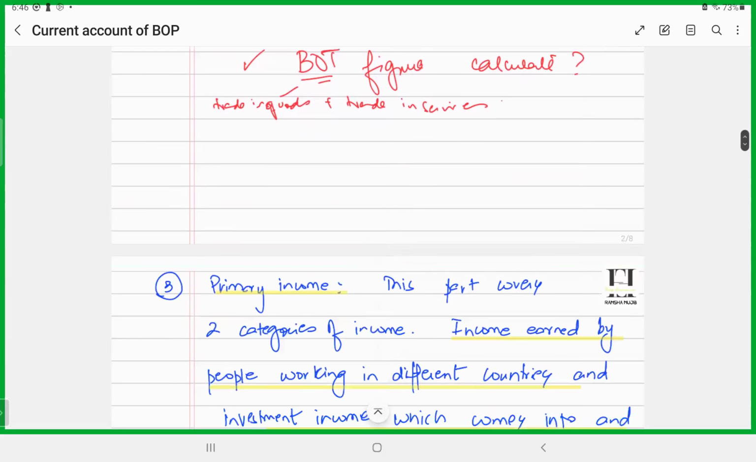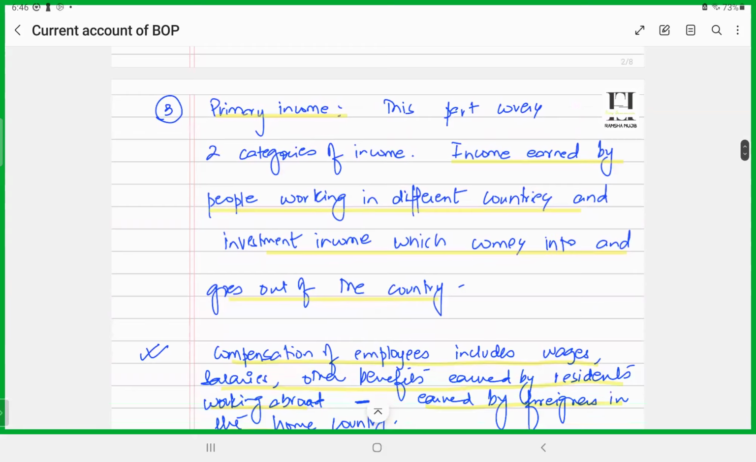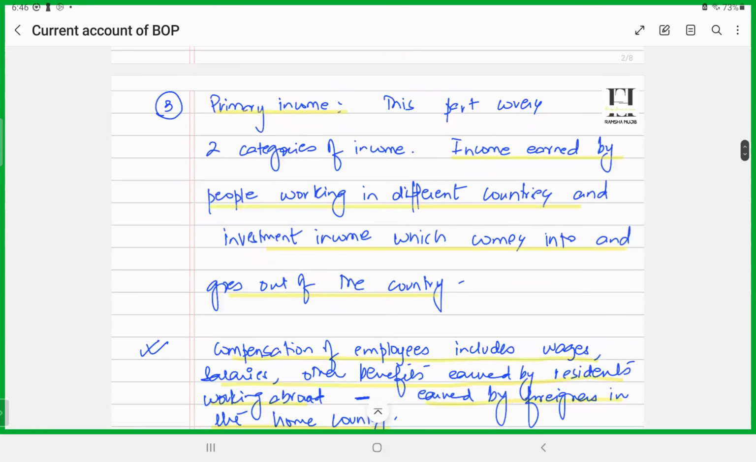All right. Now, what do you mean by primary income? That's the third component of current account. This part covers two categories of income. Income earned by people working in different countries and investment income which comes into and goes out of the country. So it talks about two parts of income.